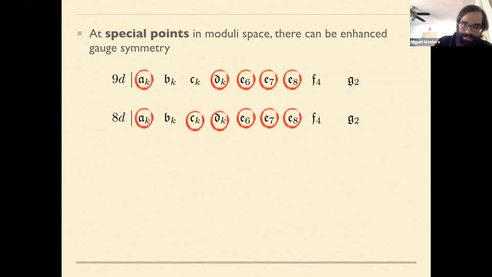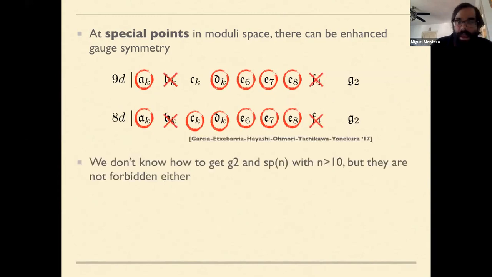I circled in red the things that we know how to get in string compactifications, and I crossed out some examples that are known to be inconsistent. They have a global gauge anomaly. So you see that there are symplectic groups in 9 dimensions and G2 in 8 and 9 dimensions that we don't know how to get. I just wanted to advertise this interesting problem. We don't know how to get them, but they are not forbidden either.